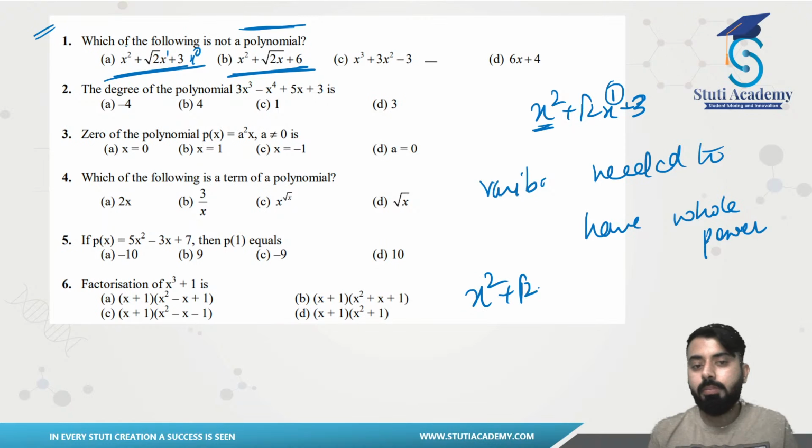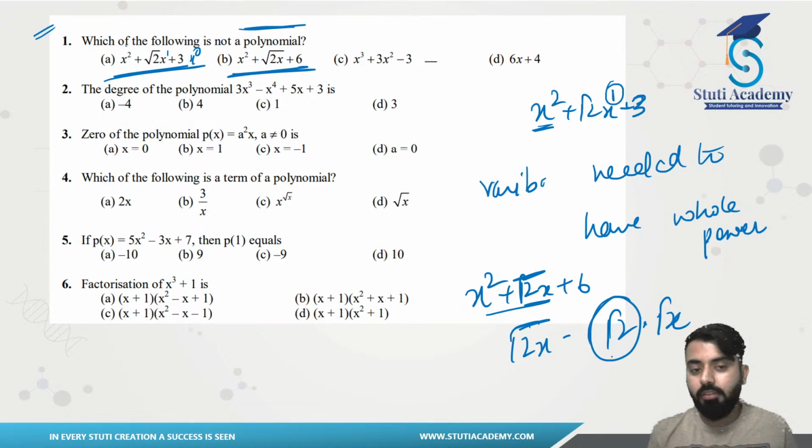X square plus square root 2, and square root is on both 2 and x. Then we have 6. So if you just substitute this one, can I write square root 2 x like this? Square root 2 into square root x. So you see, this is square root. Your coefficients can be in square roots or can be in incomplete squares.